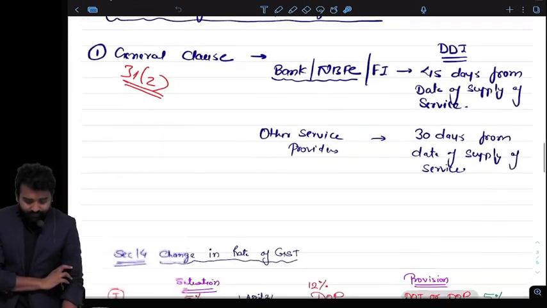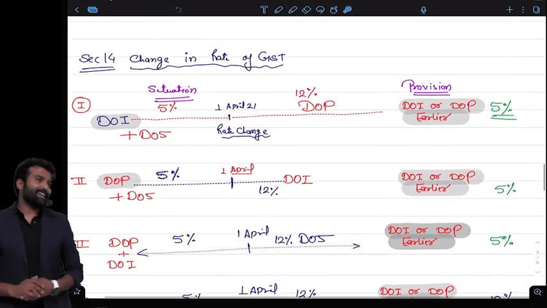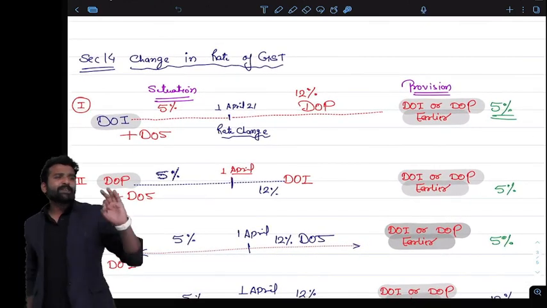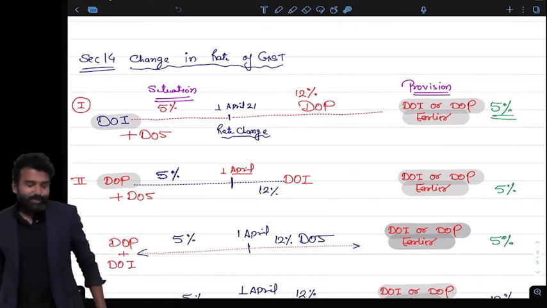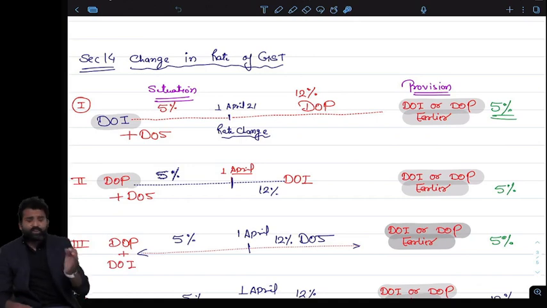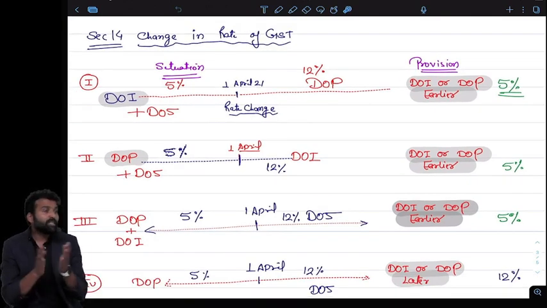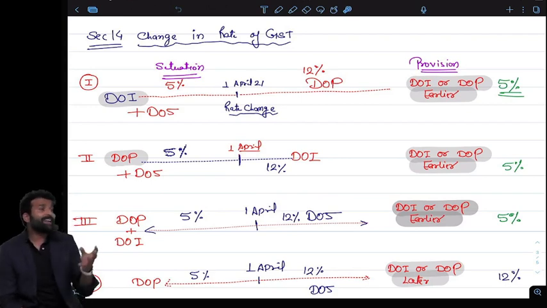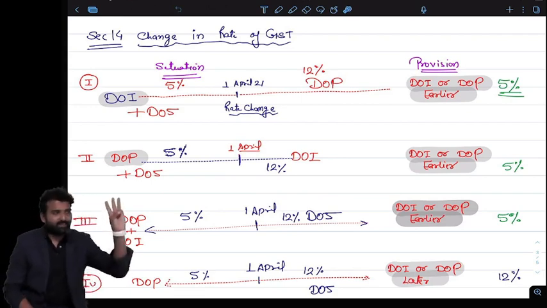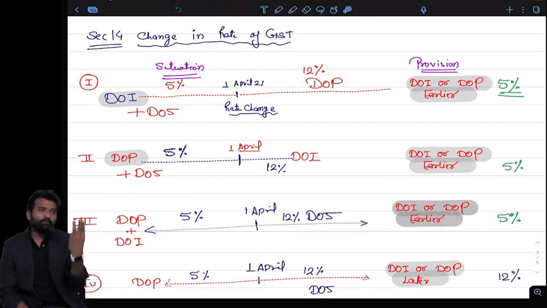Now, there is one more section, 14, that talks about change in rate. I got a very simple formula to apply this provision. Very simple. Where is the majority? We have to look at three things: when the services are actually supplied or goods are supplied, payment, and invoice.